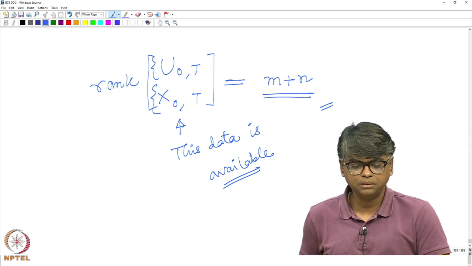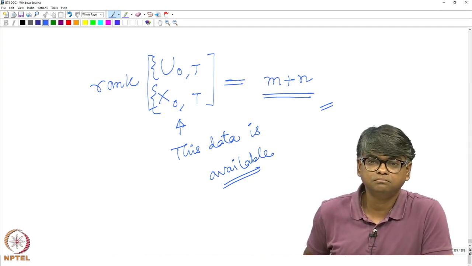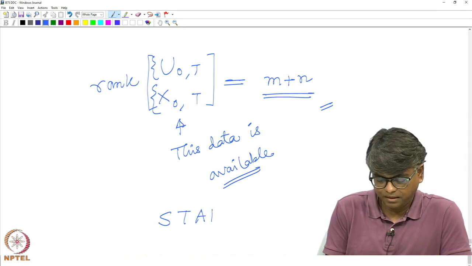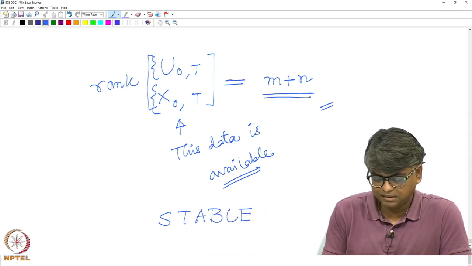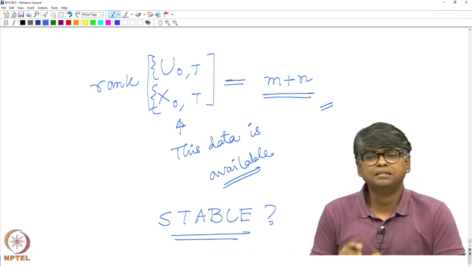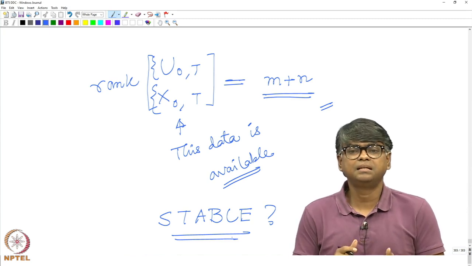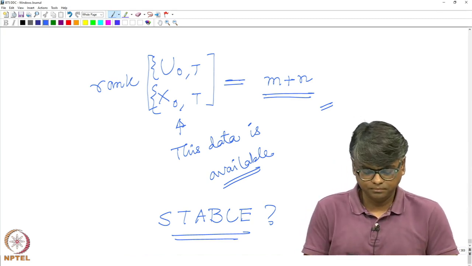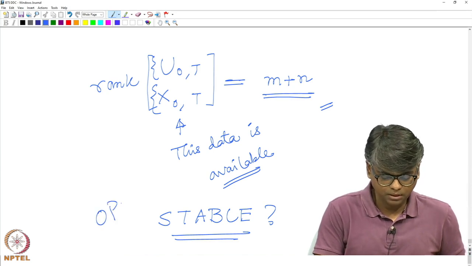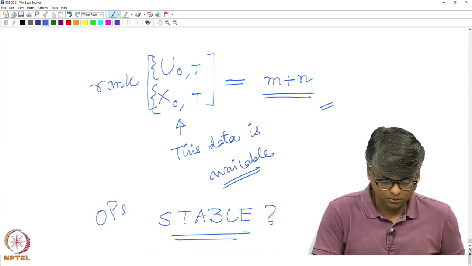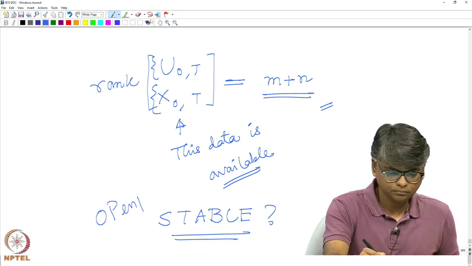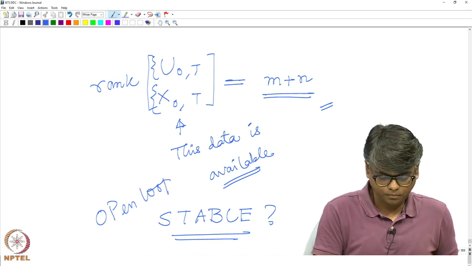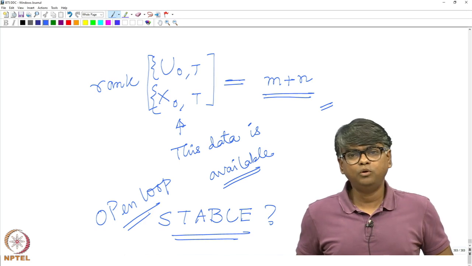If this data is available, we are asking this question, is the system stable? You see, this is one example of data driven analysis. Is the system that is generating this data open loop stable? I say open loop because that means that when the input is 0, this is open loop stable.